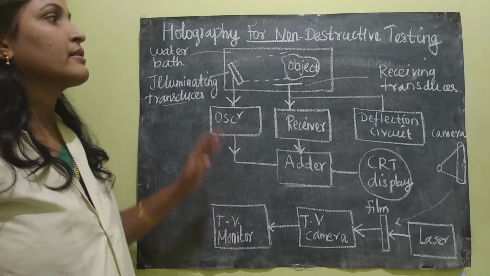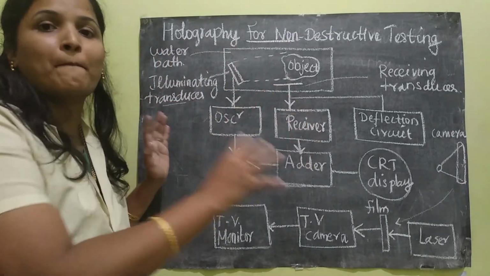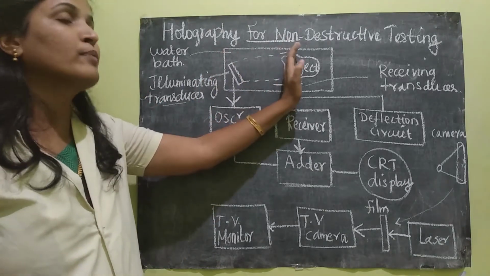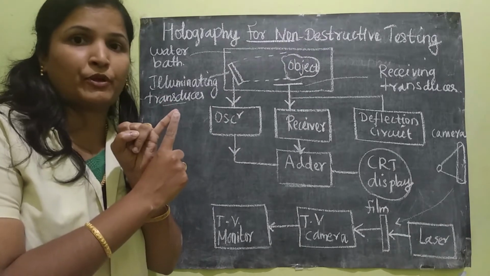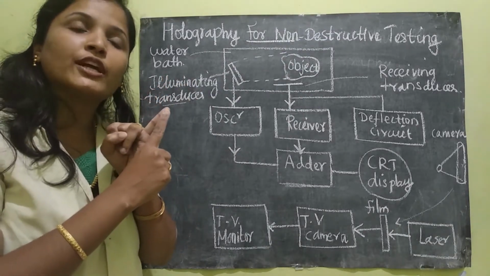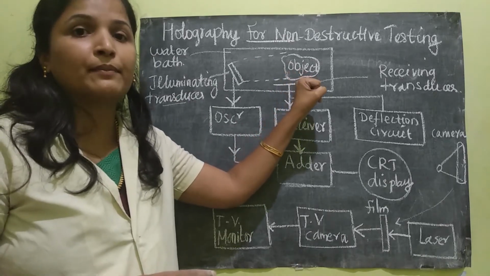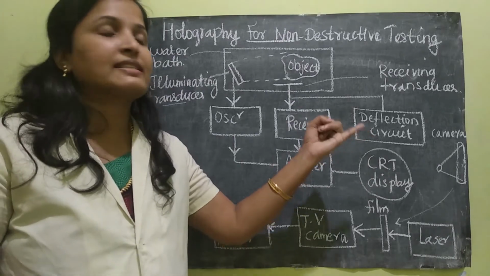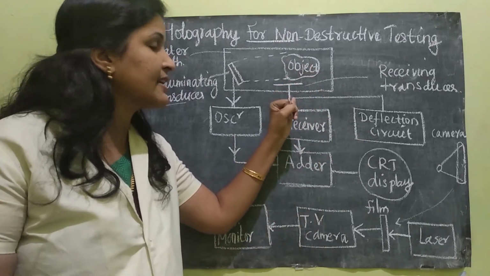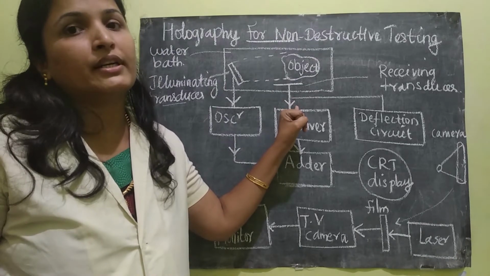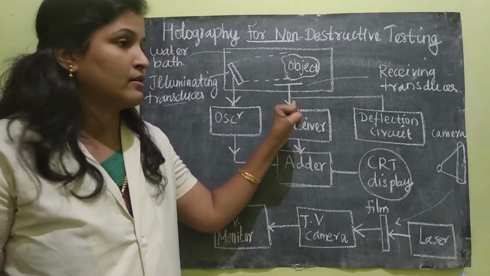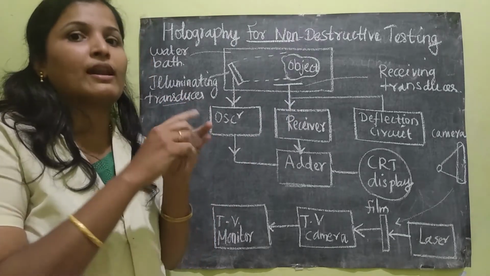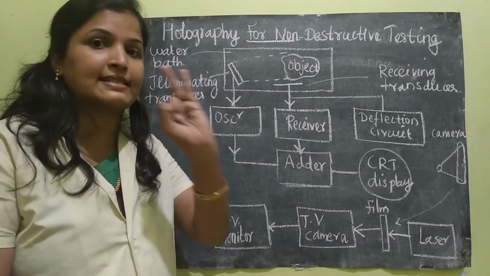It follows four major steps. What is the first step? The object is first illuminated. After the object is illuminated, it will produce the object wave, and everything will be scattered. That will be collected at the receiving transducer, and it will be converted to an electrical signal. That is the second step: conversion to an electrical signal.